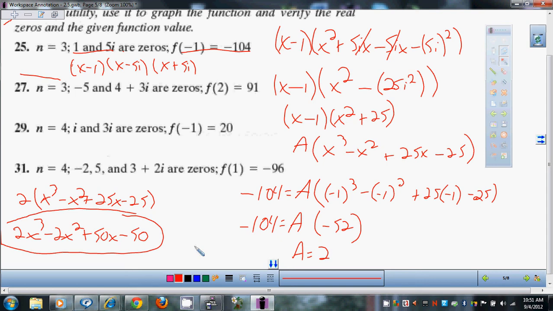Now, on the very top of this problem, you got -5 squared. But on the next one, you got -25 squared. That's because I squared the 5. I have 5 squared and i squared. Yeah, that's the one step I kind of left out. i squared is -1, making this -25, minus negative makes it a plus.